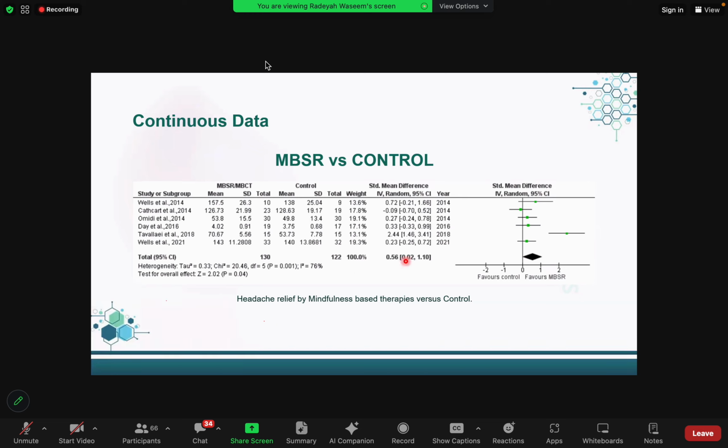Like see over here, it is 0.02. It's very close to 0, right? It's 0.02 and 1.10. It's very close to 0. But again, your p-value is also 0.04. So both of these values tell you that your result is significant.